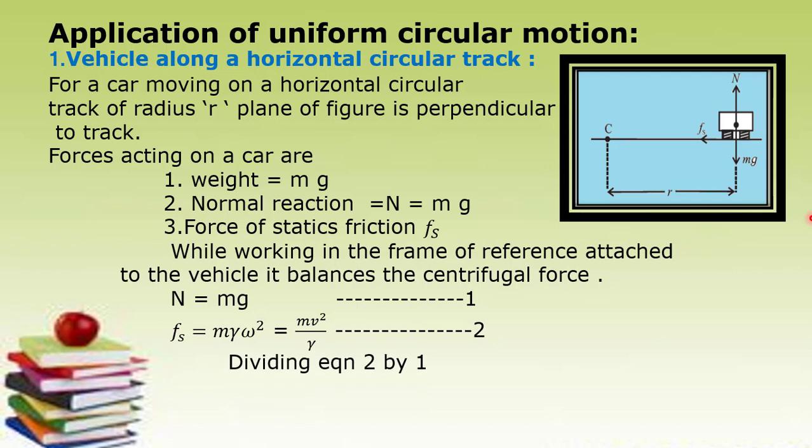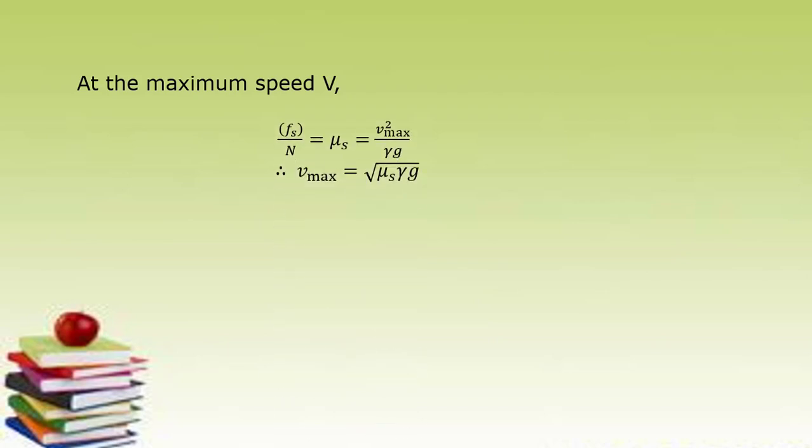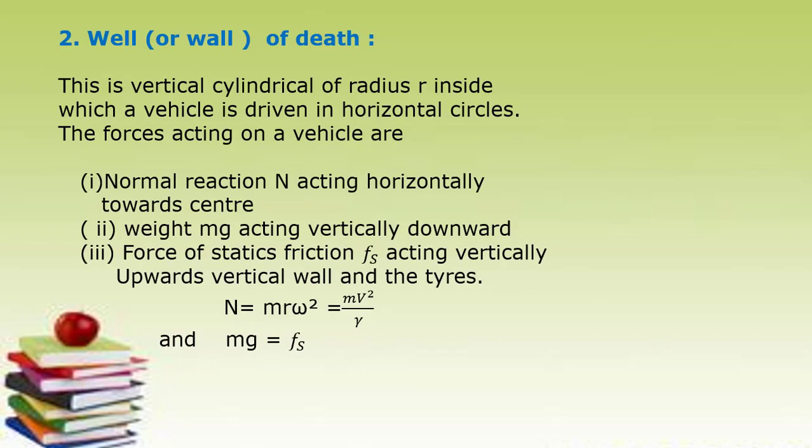Dividing equation 2 by 1, you will get Fs upon N is equal to r omega square upon g, which is equal to v square upon rg. At maximum speed, you can see the equation here. Fs upon N is equal to mu s, which equals v max square upon rg. Therefore, you will get the equation for v max, that is equal to root of mu s r g.